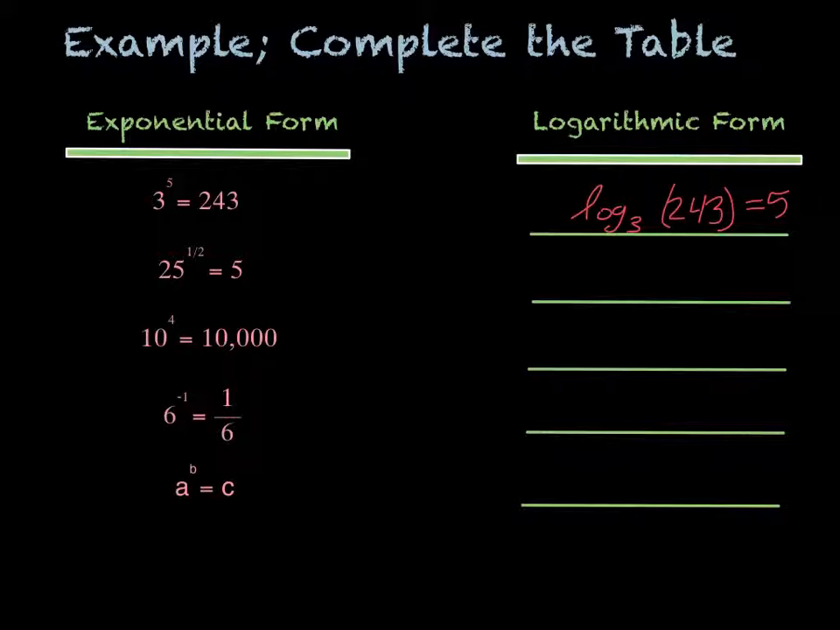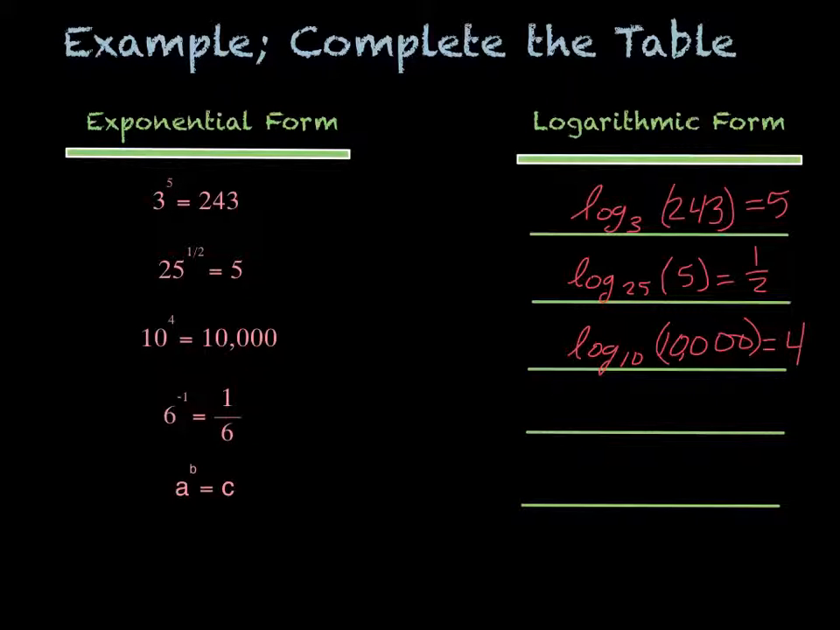Okay, and the next one, 25 to the power of 1/2 equals 5. So what that means is log base 25 of 5 equals 1/2. And the next one, 10 to the power of 4 equals 10,000. So that tells me that we have log base 10 of 10,000 equals 4.